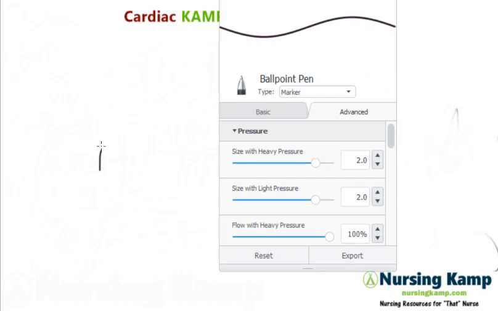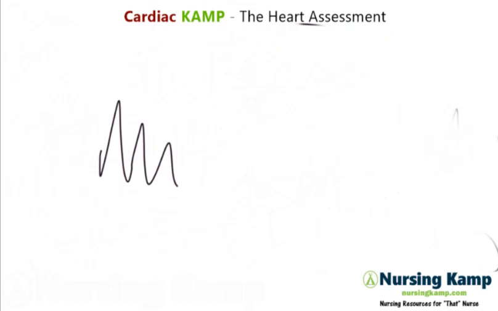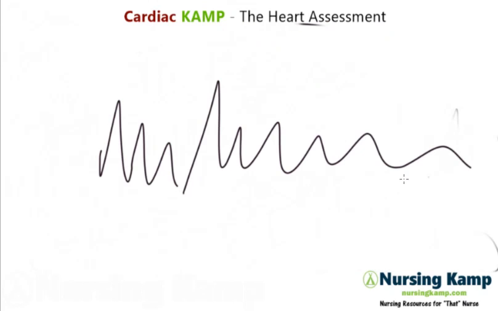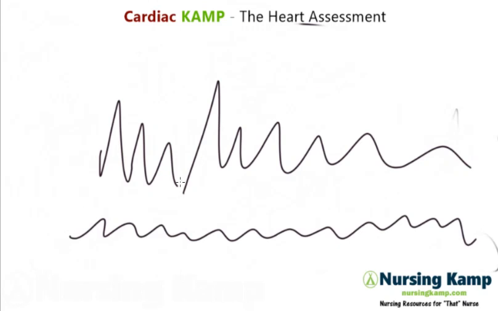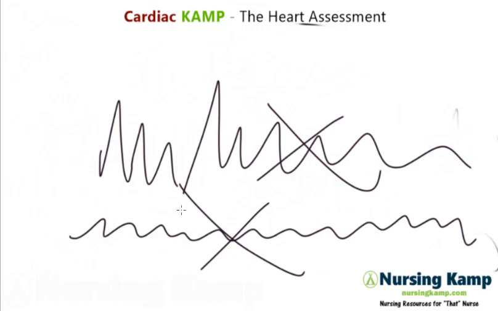Next thing for decreased cardiac output is dysrhythmias. Like anything like VTAC or VFib, that doesn't give you cardiac output. So with the patient, that's acute. They have no pulse.